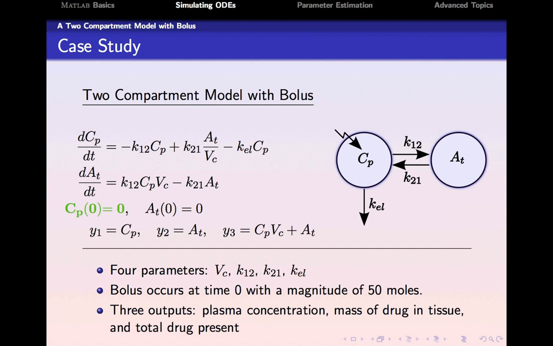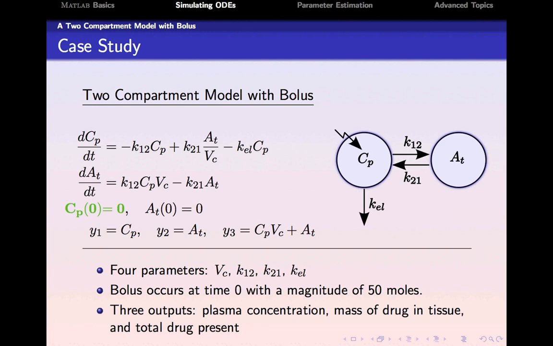So when we look at the two-compartment system, we see that we have two different states. We have the state Cp, which represents the concentration of the drug in the plasma, and At, which represents the amount of drug in the tissue. And in this example, we're considering the initial condition of the system in the absence of any inputs. So our initial condition here is going to be 0 for both the drug in the plasma compartment and the amount of drug in the tissue compartment.